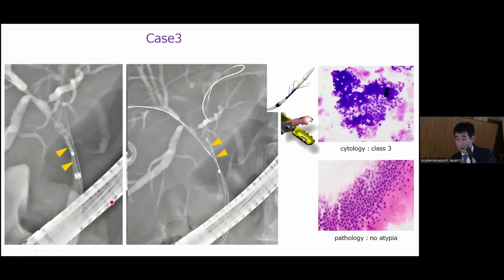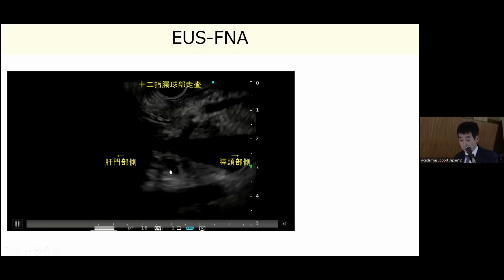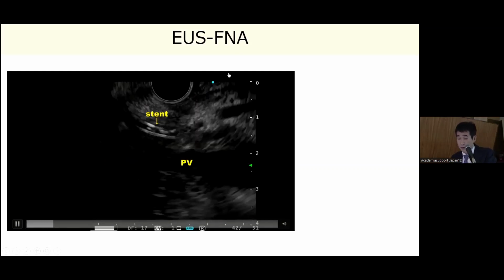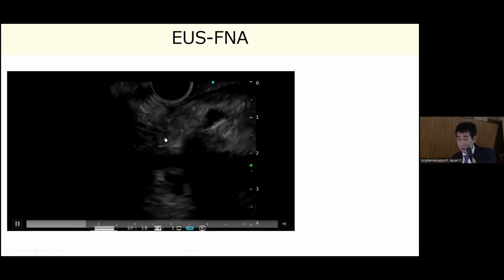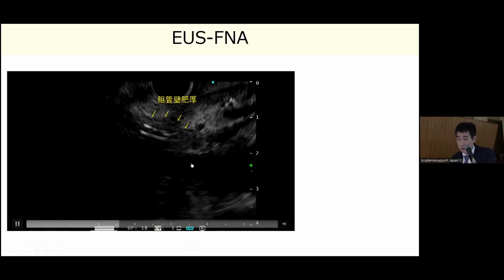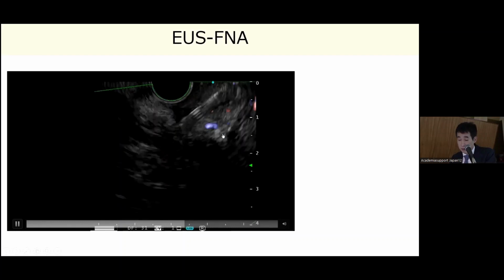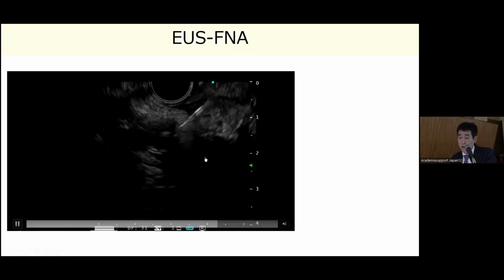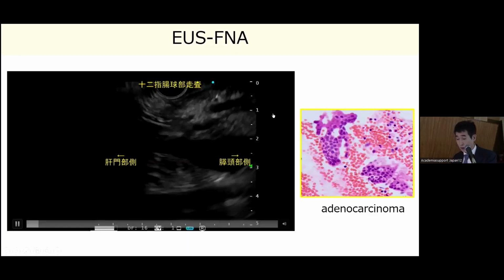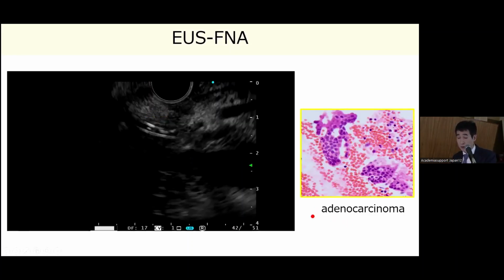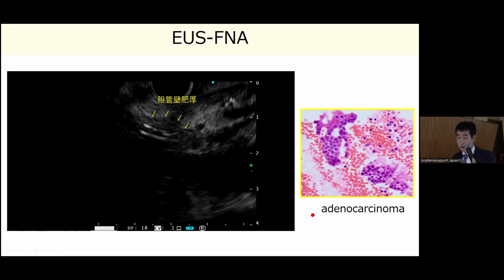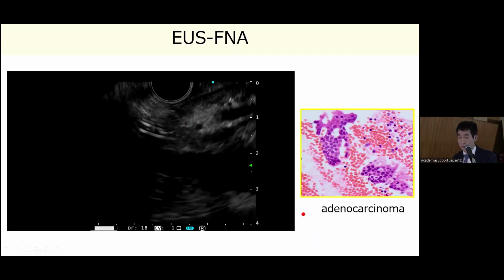So I will show case 3. This is a hilar stricture, and the transpapillary biopsy could not diagnose malignancy. So we performed EUS-FNA, seeing the plastic stent and wall thickening, and confirming the vessel using Doppler to avoid vessel puncture. Seeing the plastic stent, EUS-FNA was performed, and it revealed adenocarcinoma. So for diagnosis of the PI type, EUS-FNA is also very useful.